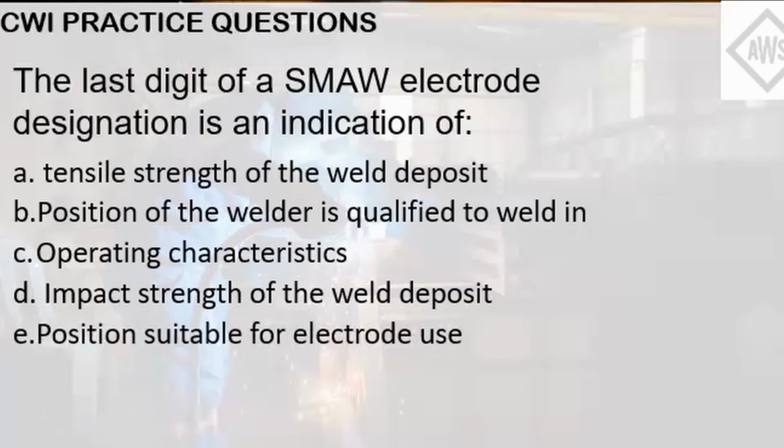It denotes the type of current, the arc characteristics and penetration, the type of covering and slag, and percentage of iron powder used. It also denotes if the electrode is low hydrogen type or not. Ending with 5, 6, and 8 denotes low hydrogen electrodes. Hence, the answer here is letter C, operating characteristics.